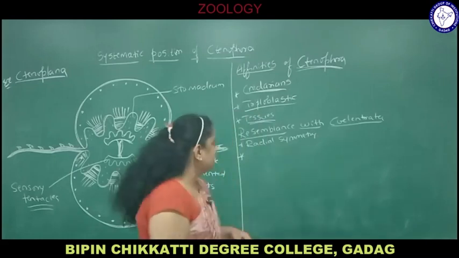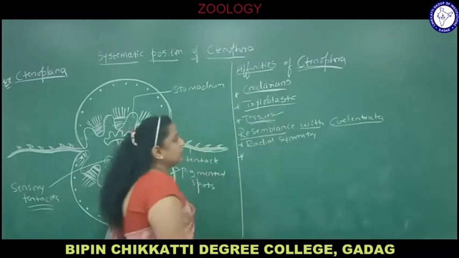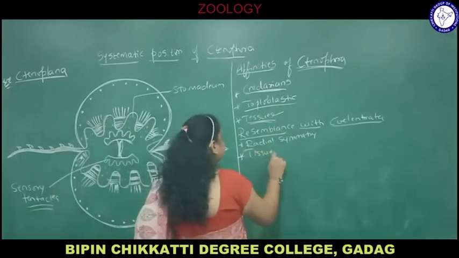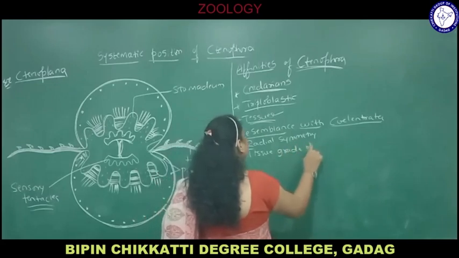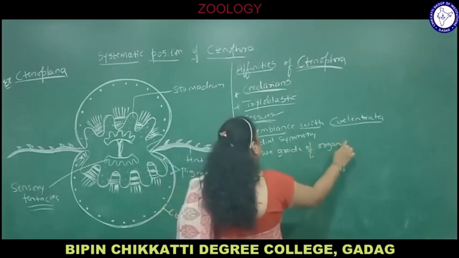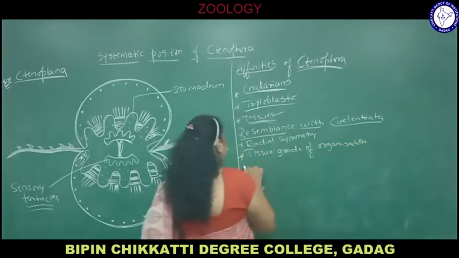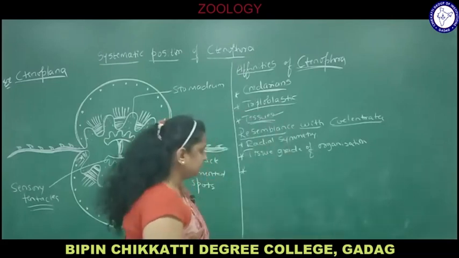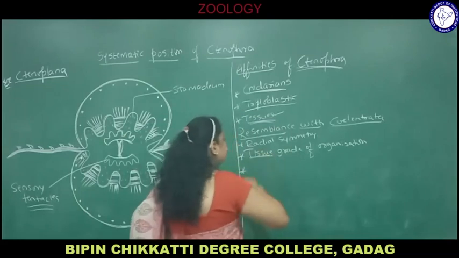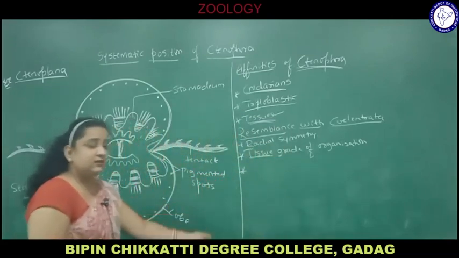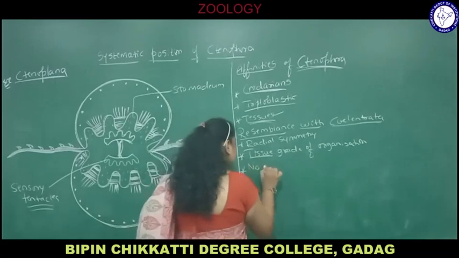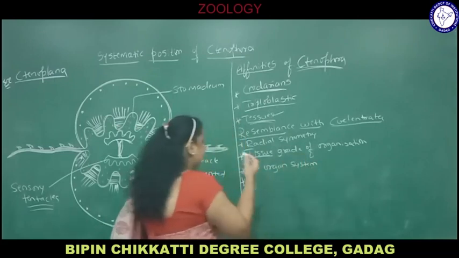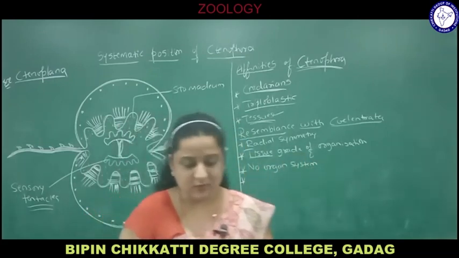The body has a tissue grade of organization. Just now I told you they have a tissue grade of organization, which is similar to Coelenterata. It means that the body is made up of tissues. Then coming to lack of organ system: the body has only tissue level, it is not developed into organs, and organ systems we will find in the next phyla. So there is no organ system in Coelenterata, and even in Ctenophora they have only tissue level of organization.